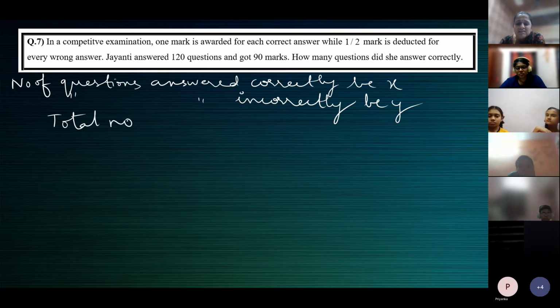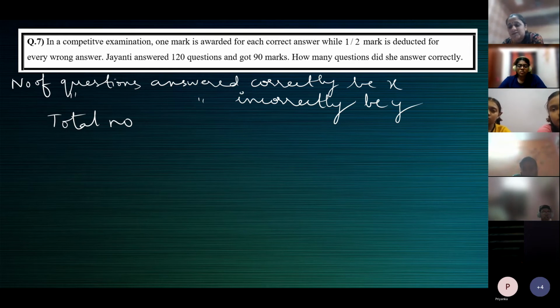Nothing is given that she omitted some questions. Is there any information about Jayanti not answering so many questions? No. So we assume that she's attempted everything, because there is no information about Jayanti not attempting any question. You cannot assume that she's omitted 10 questions or 20 questions. So the assumption is she's attempted all the questions.